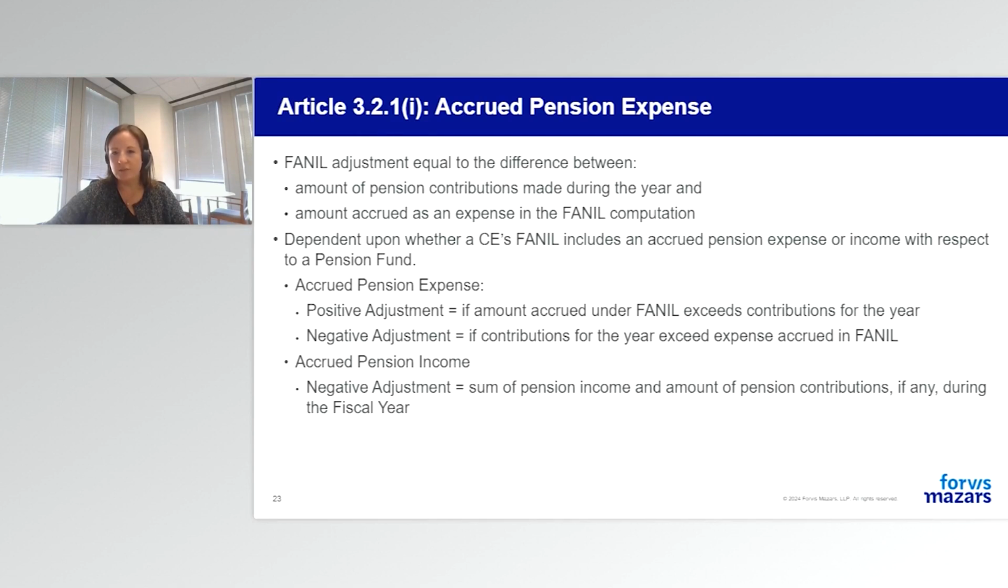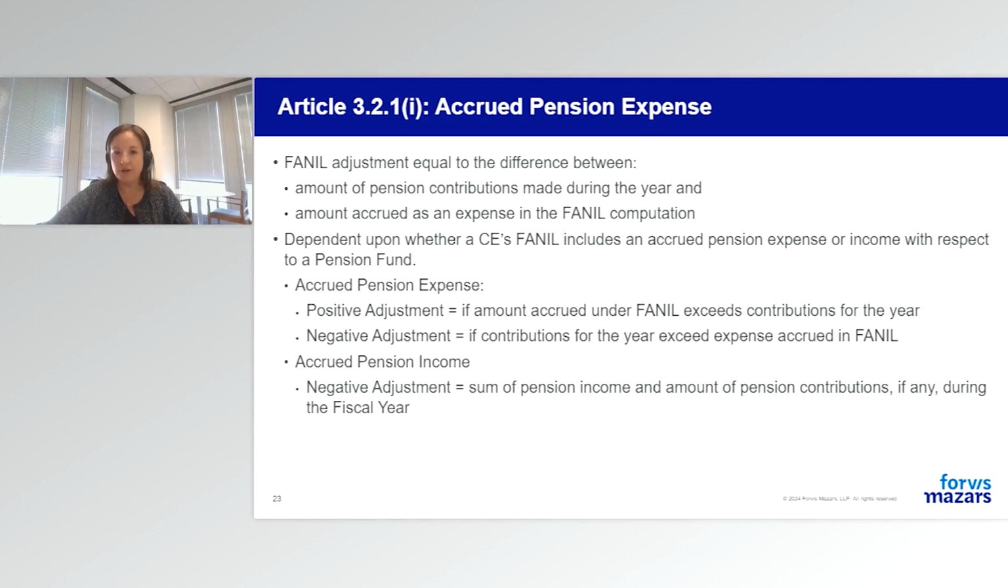The administrative guidance released in February 2023 gave us a bit more color around this adjustment. So first, it is dependent on whether a constituent entity's financial accounting net income or loss includes an accrued pension expense or income with respect to a pension fund. So in the case of a pension expense, if the accrual within the financial accounting net income or loss is more than the annual contributions, you would have an add back. If the contributions exceed that accrued pension expense in your FANL, you would have a negative adjustment.